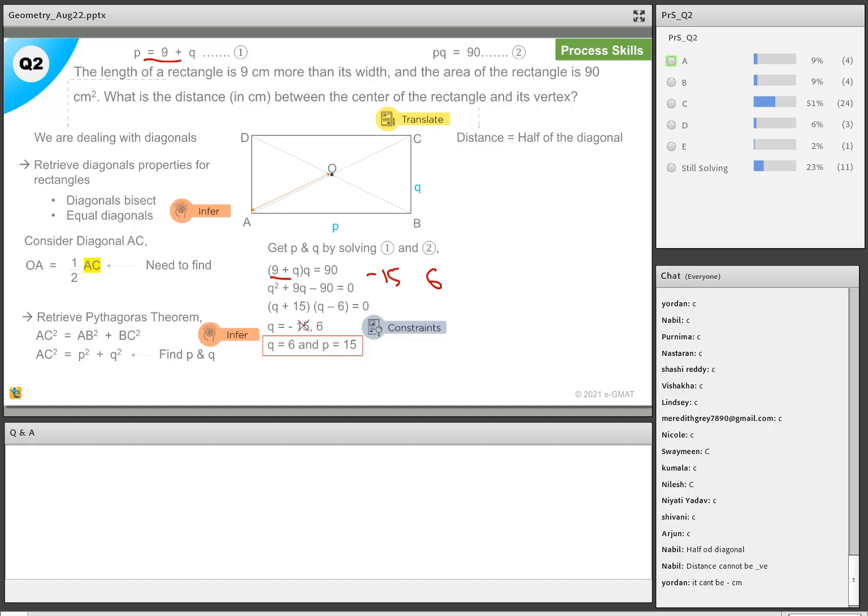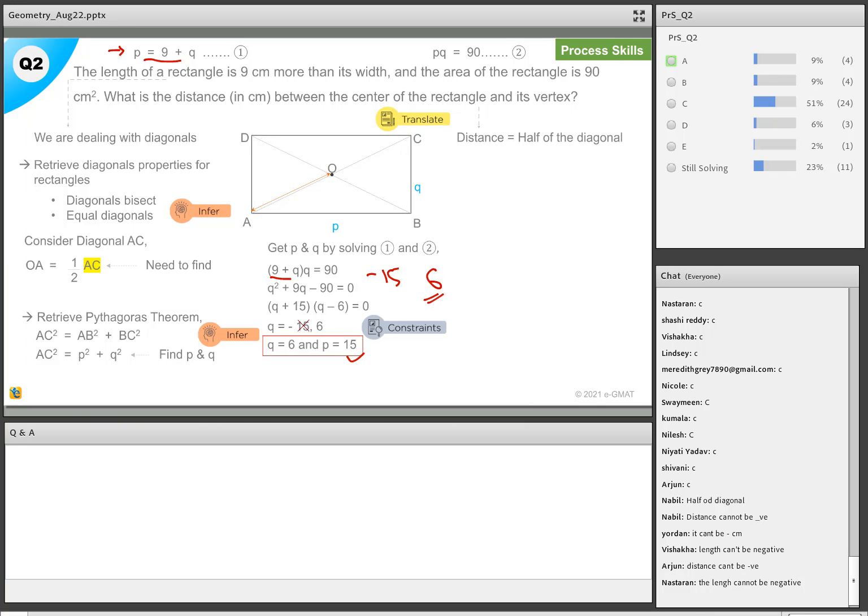Why can I not take minus 15? Absolutely correct, because length, distance, all of these can never be negative, right? Length cannot be negative, distances cannot be negative. Absolutely correct and spot on. So the value of Q is equal to 6. If the value of Q is equal to 6, what's the value of P? It's 9 plus 6, which is equal to 15.